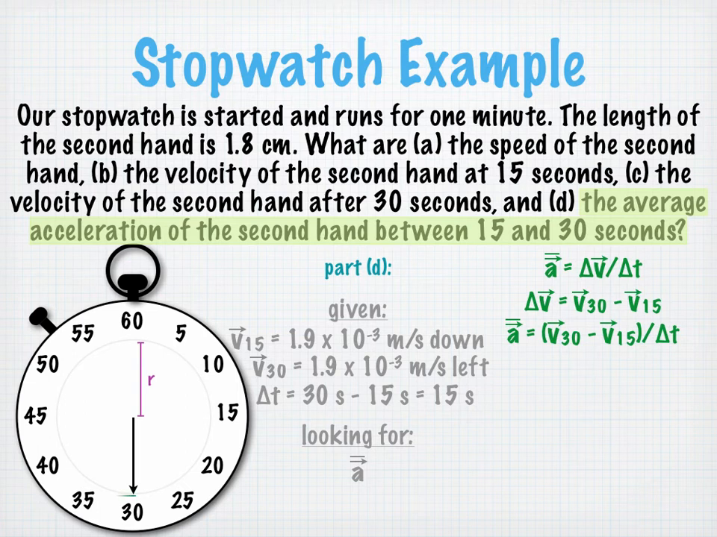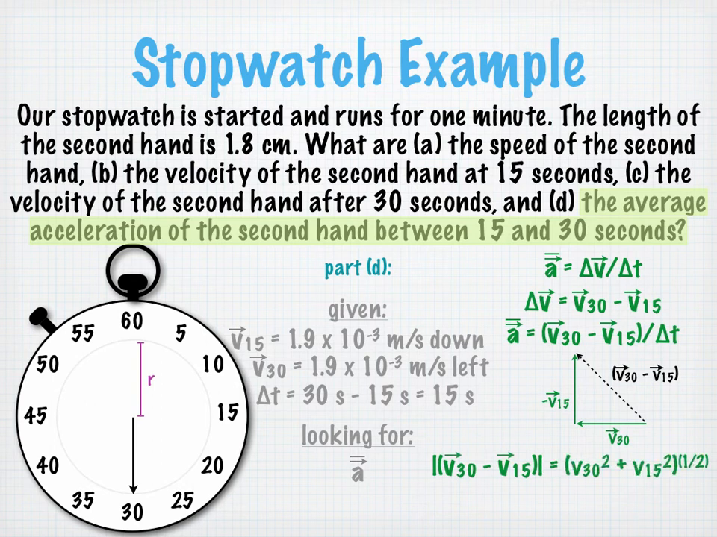First, we need our vector for v30, 1.9 times 10 to the minus 3 meters per second to the left. Next, we need our vector for v15, 1.9 times 10 to the minus 3 meters per second down. Since we're subtracting this vector from the first, we flip its direction, making it negative, and put it on the arrow end of our first vector. Our resultant vector, delta v, is this vector, v30 minus v15. We can now use the Pythagorean theorem to find the magnitude of this vector.